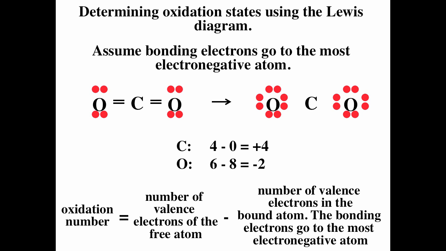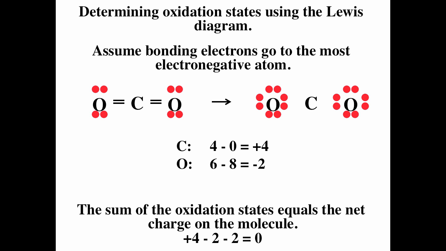Carbon is in the 4th column of the periodic table, so it has 4 valence electrons for the free atom. Now if we look at how we drew it on the right, we see 0 valence electrons. 4 minus 0 gives you a +4. And so by this way, we still get carbon as a +4 oxidation state and oxygen as a -2, the same that we got previously. And again, the sum of the oxidation states equals the net charge, so 4 minus 2 gives us 0.